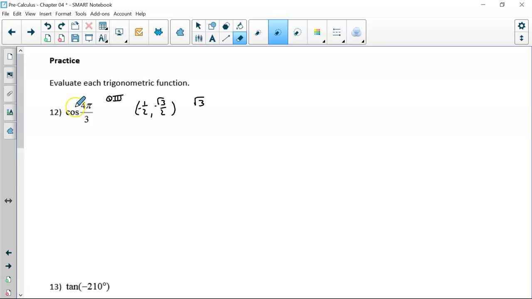So to evaluate cosine of 4 pi over 3, that is going to be the x-coordinate. It's a negative 1/2. What I just did there was I used reference angles. The reference angle was right in the beginning. I knew that my pi over 3s are going to be the same as my pi over 3s, and I knew quadrant 3, so I just threw my values in there. That's all we did.